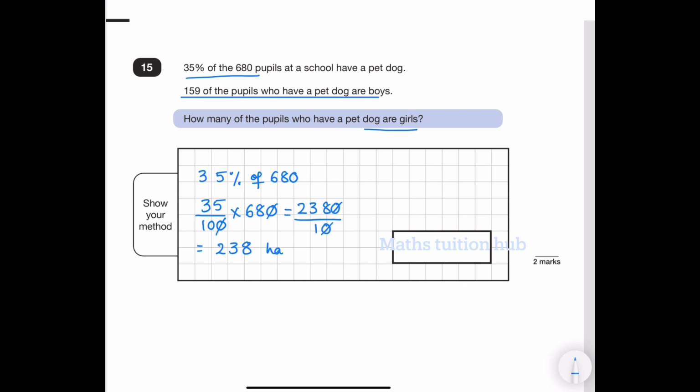Now we have 159 boys. So we need to work out how many girls are there from 238. So 238, that's the total who have pets, and take away 159 boys. That will give us the number of girls who have pets. 12 take away 5 is 7 and 0, that 79 girls have pet dogs.